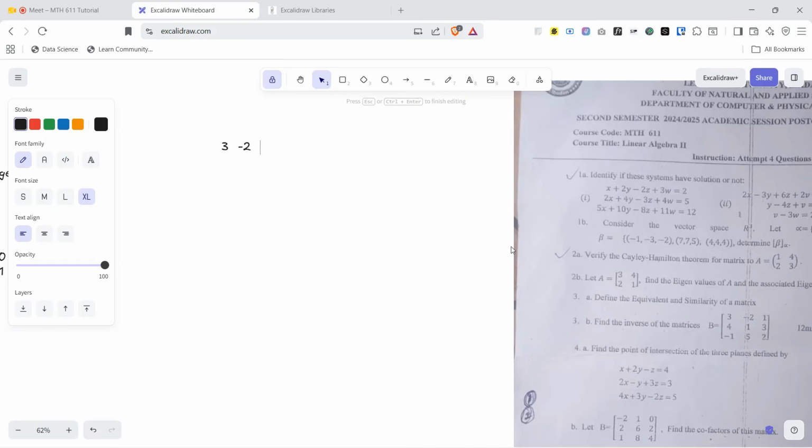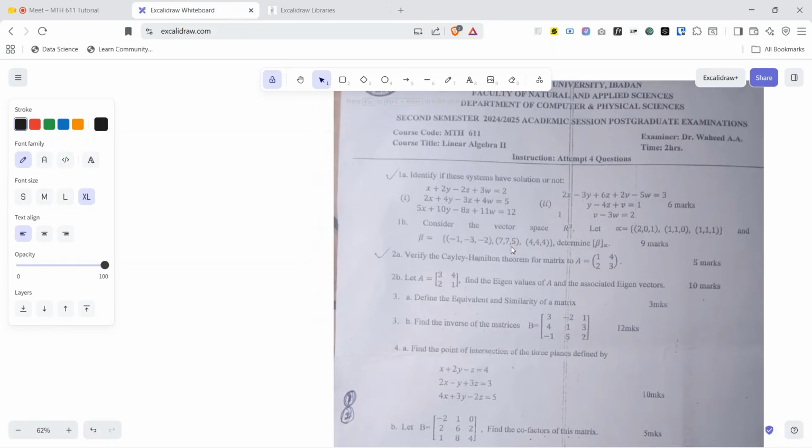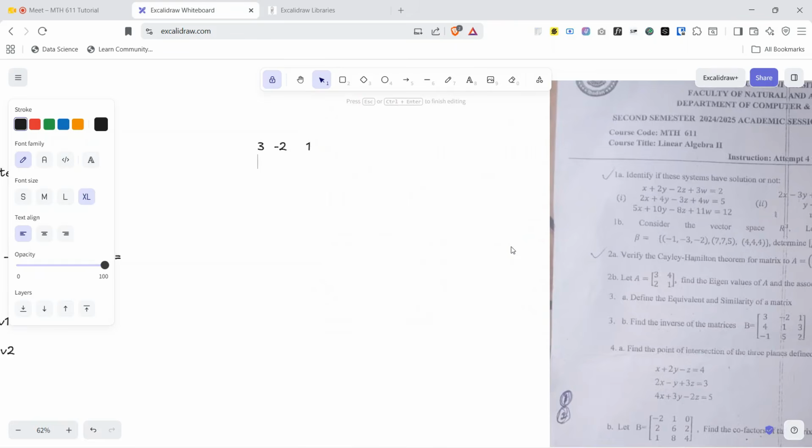The matrix is 3, minus 2, minus 1, 5, 2. I think this is our exam question, either an exam question or a tutorial question from first semester, because I checked the questions in first semester. To find the inverse, we want to find B inverse, B raised to the power minus 1. So that's what we want to find.